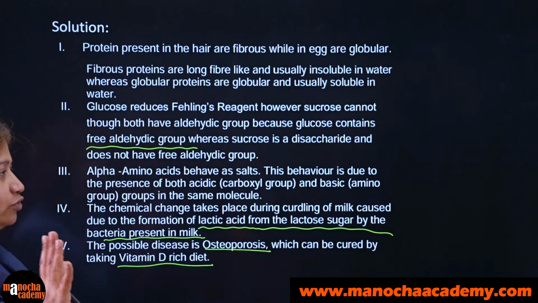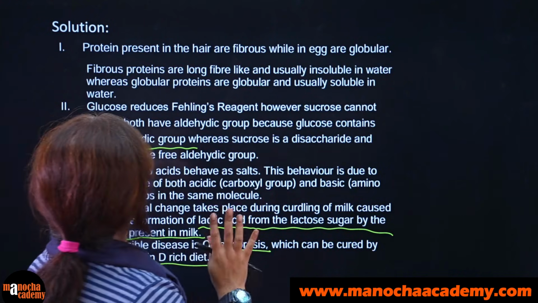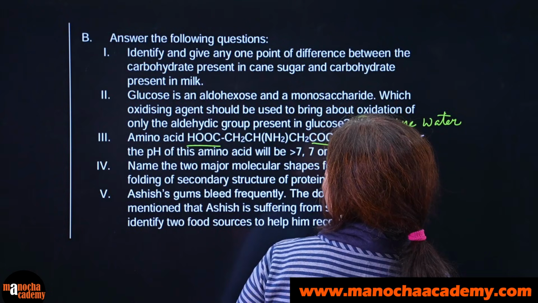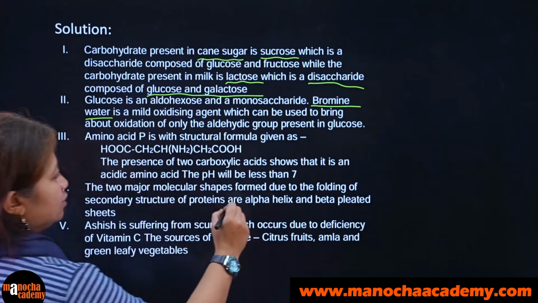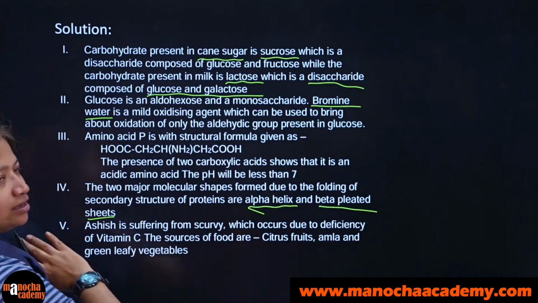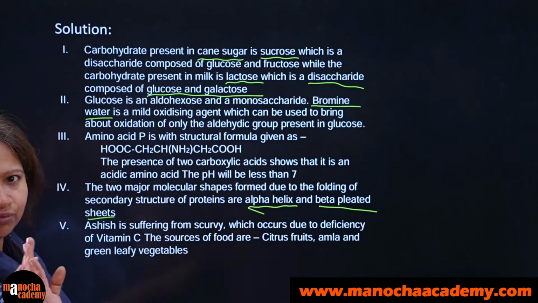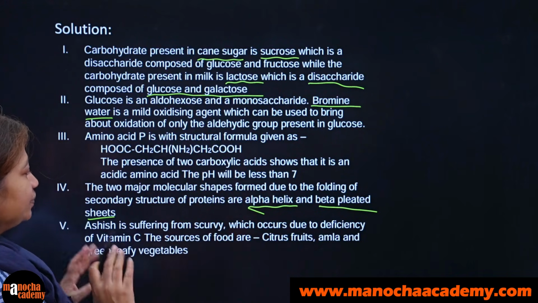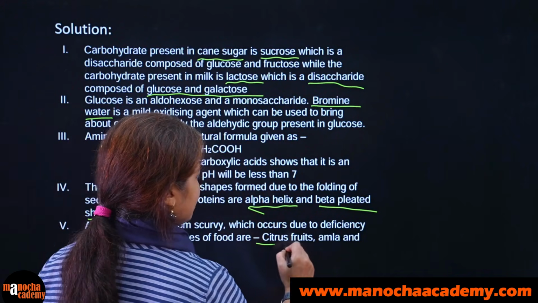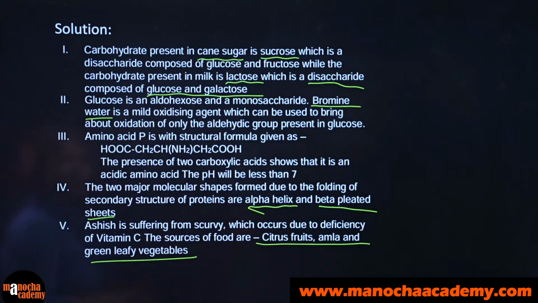If you have less time, don't write big answers in words. Move to the back part. This also, just simply alpha helix and beta pleated sheets. Only that. You don't have to write the two major ones here, not required. In chemistry, just write the answer. Don't write such big statements or waste your time. And here, any food supplements you are giving: there are many, citrus, amla, green leafy vegetables. That's all. So done with this part.